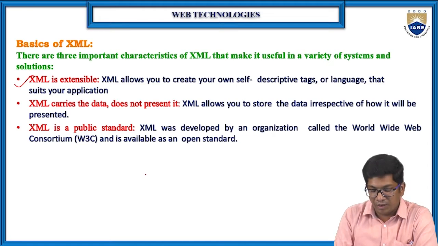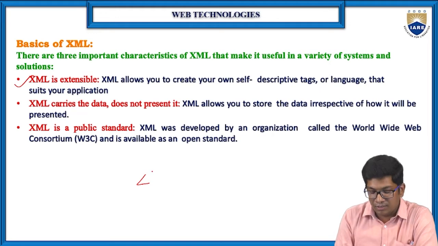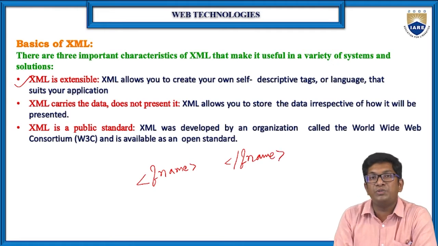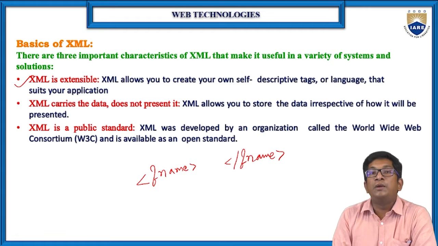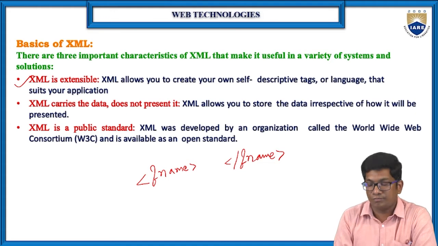For example, I want to store the first name. There is no need to use a predefined tag. We can use a user-defined tag, that is fname, the starting tag and the end tag fname. But in HTML, we have to use predefined tags, while in XML, we can use user-defined tags. That is the main advantage. Based on the application, we can use user-defined tags or element names.